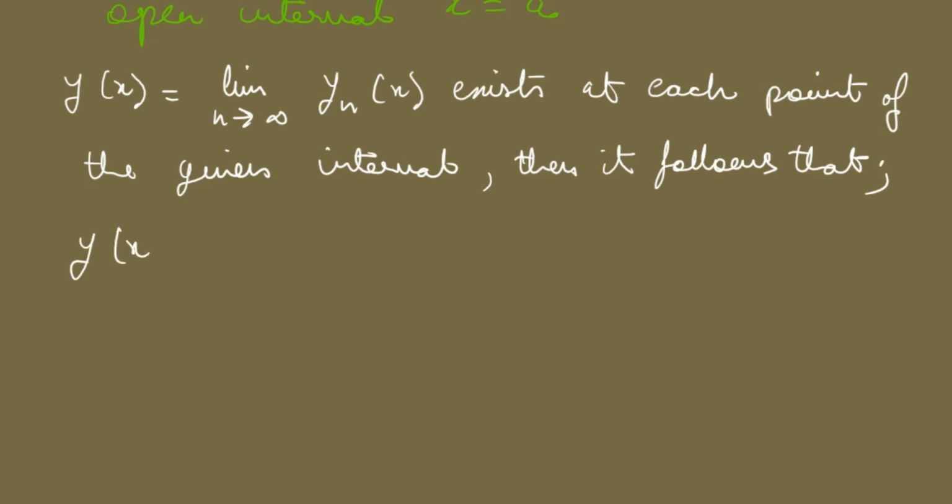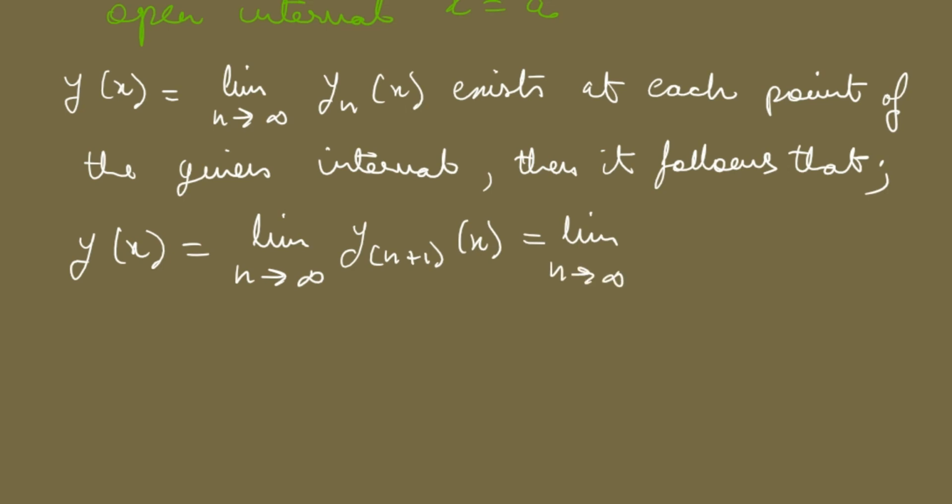Then it follows that y of x is equal to the limit as n tends to infinity of y n plus 1 of x, which is equal to the limit as n tends to infinity of b plus the integration from a to x of f of t comma yn of t dt.